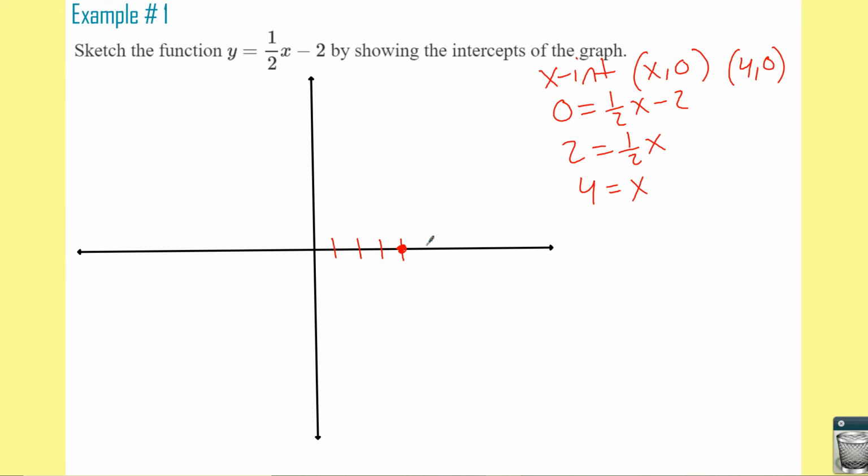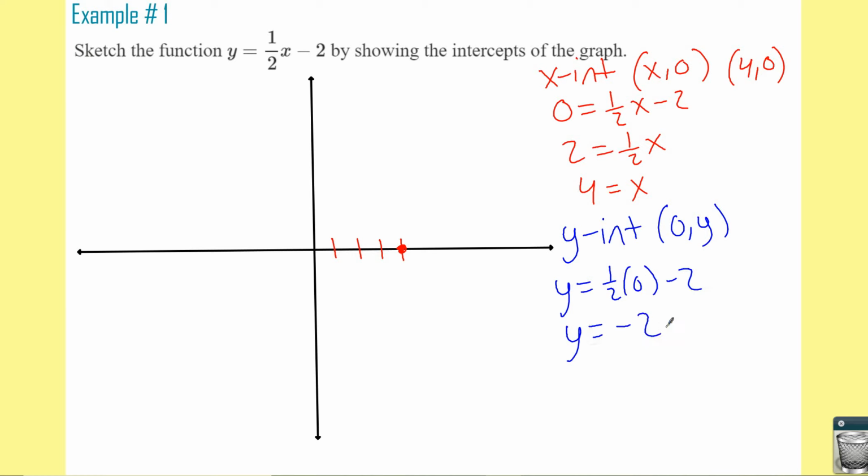And then our y-intercept is when we are solving for y. So when x is 0. So y equals 1/2 times 0 minus 2. We get y equals -2. So our y-intercept is (0, -2).